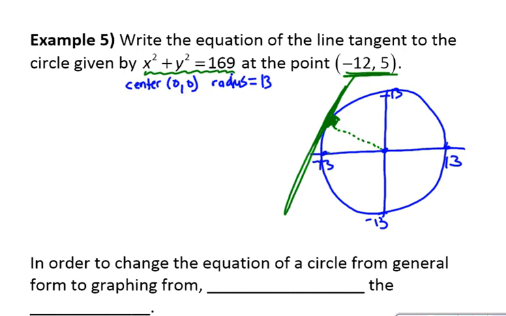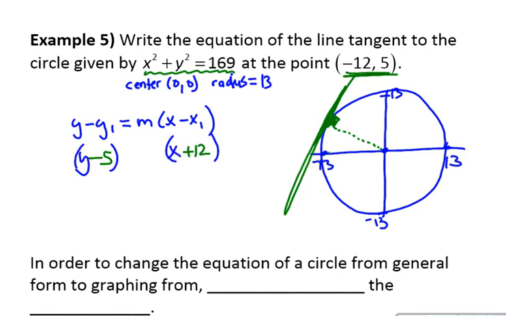To write an equation of a line, we need that formula. Y minus y1 is equal to m times x minus x1. So we need a point on the graph. Okay, well, we've got a point. That point would be negative 12, 5. So we'll put negative 12 in for the x. So that's going to make this be plus 12. And put a 5 in for the y. So we're going to have minus 5. So right now we're going to have y minus 5, x plus 12. Okay, well, that was easy enough.